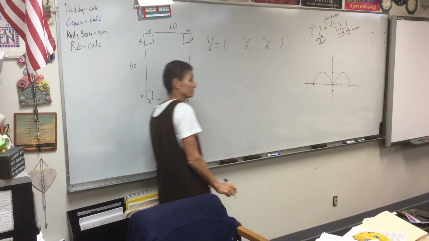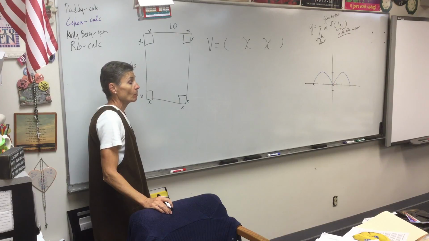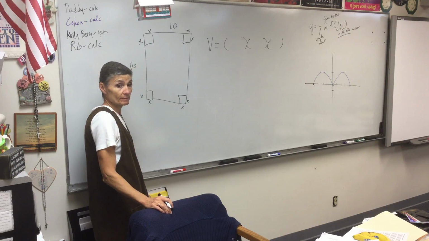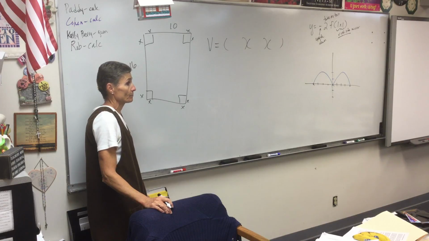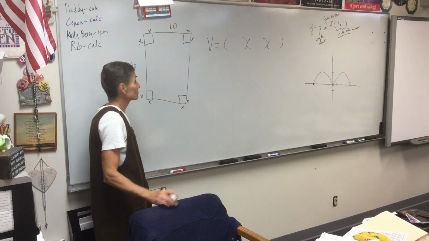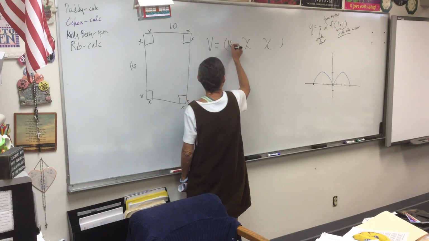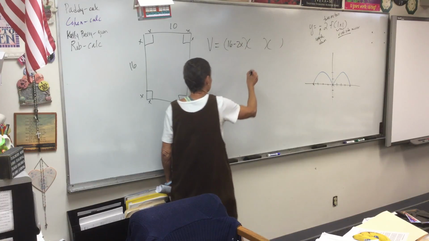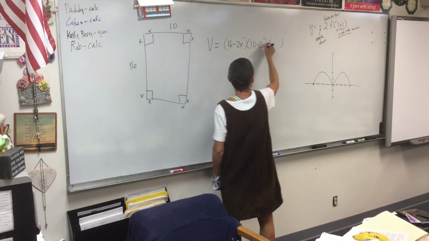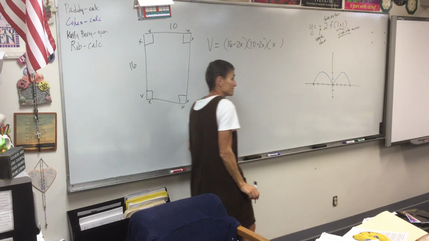Here we go. Well, it's length times width times height. So for this particular problem, what will it be? 2x, 16 minus 2x, 10 minus 2x, and x.